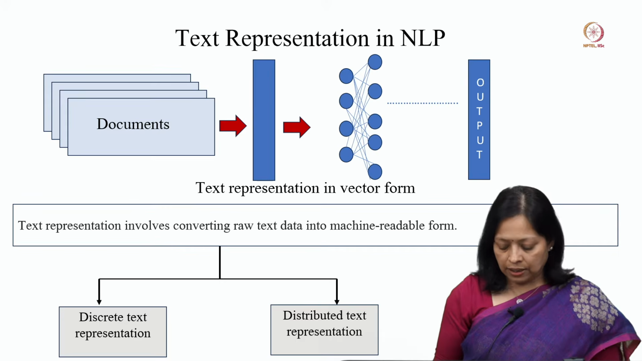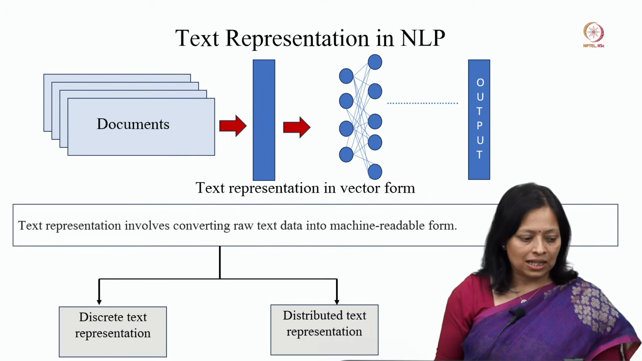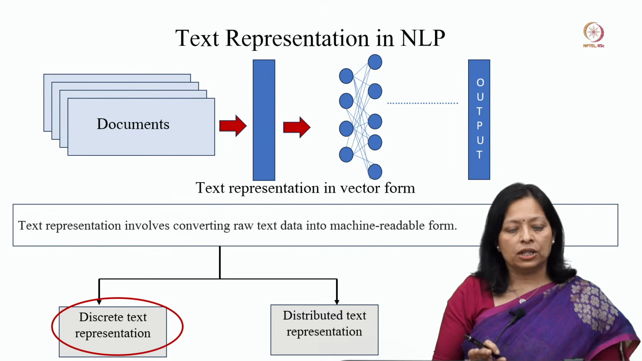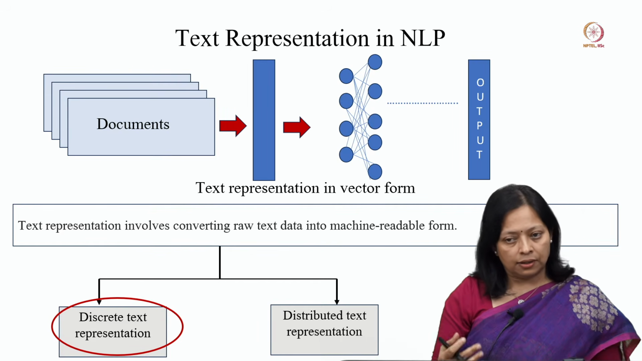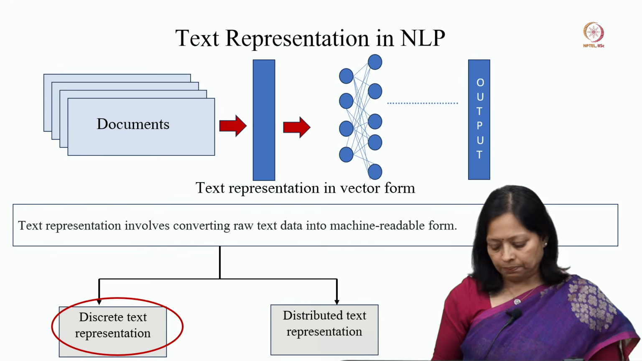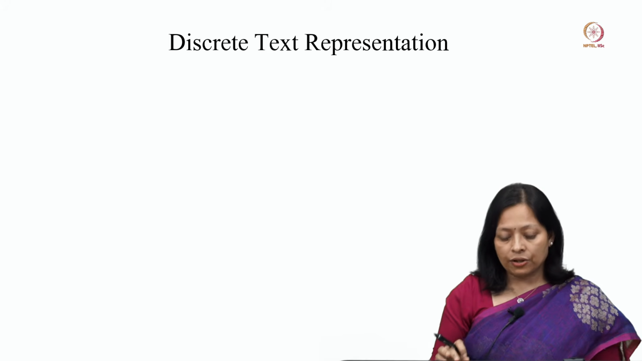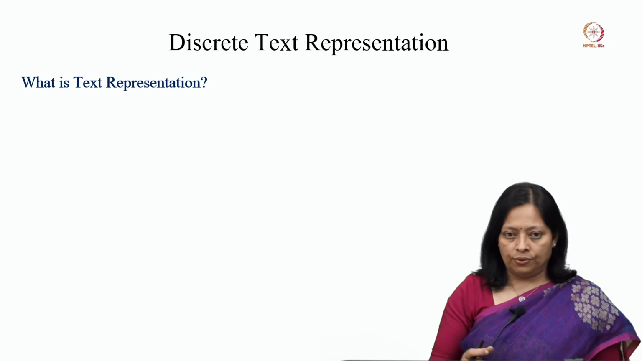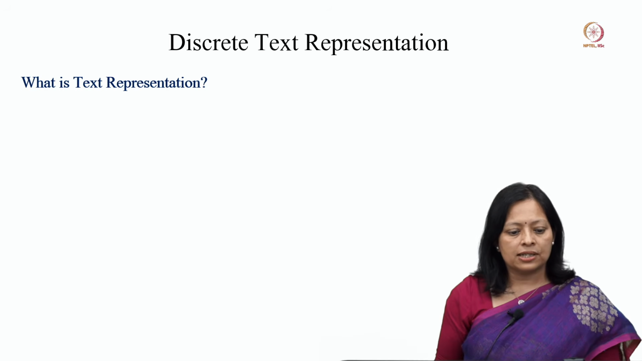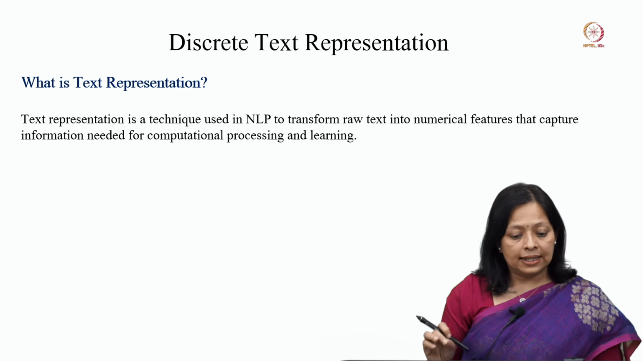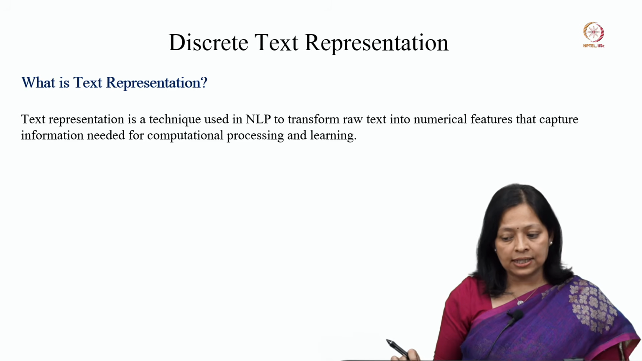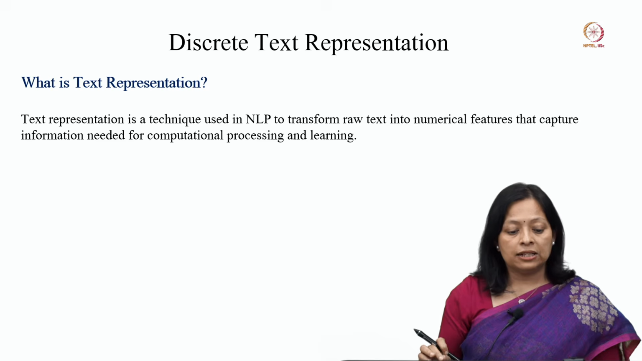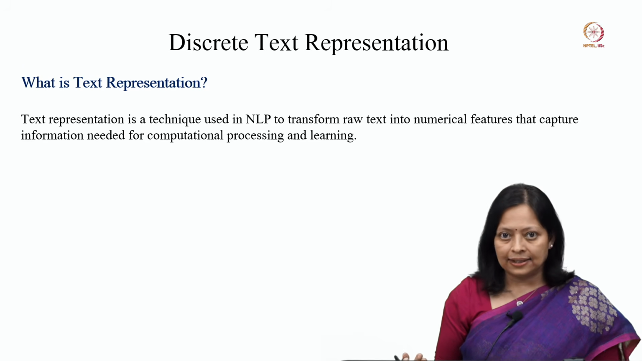So, today in this lecture we will look into discrete text representation. We will look into the different kinds of discrete text representation that we use in NLP. First, a definition: what is text representation? It is a technique used in NLP to transform raw text into numerical features that capture information needed for computational processing and learning.